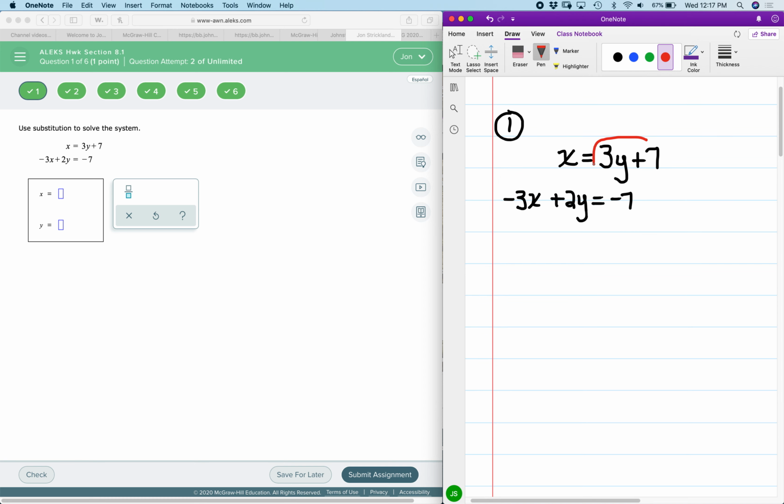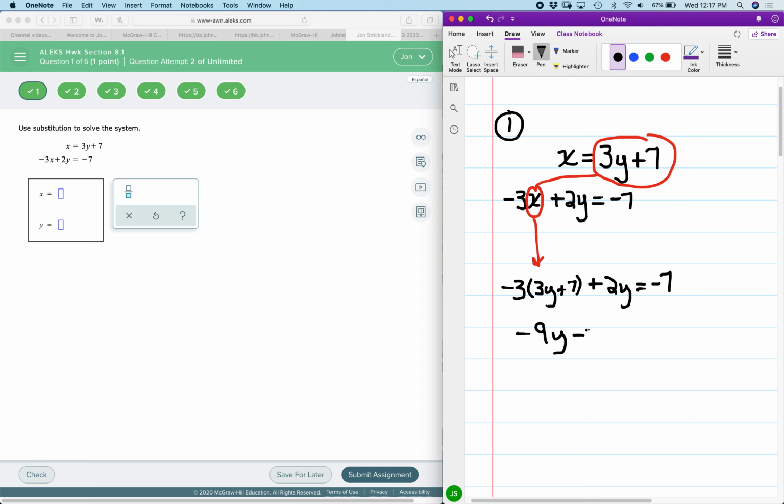So I have x equal to 3y plus 7, and I can just fill in for x. We're going to have negative 3 times the quantity of 3y plus 7 plus 2y is equal to negative 7. And we have a distribution. Okay, we have negative 9y minus 21 plus 2y is equal to negative 7.